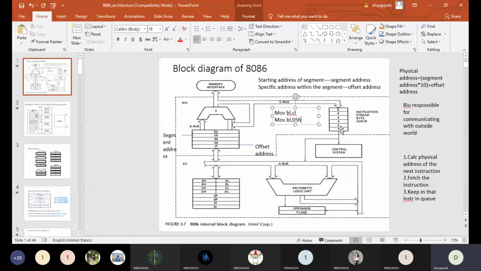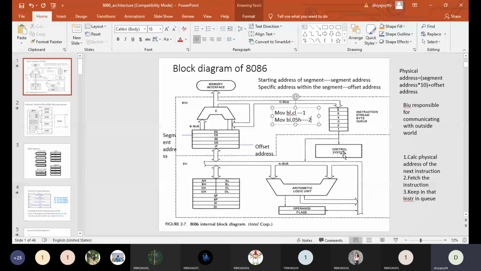So what the control system will do is, say for example, instruction 1 is now ready to move on to the execution unit. Consider that this is instruction number 1 and this is instruction number 2. Instruction number 1 is MOV BL, CL. Here BL is a register, CL is also a register, and MOV is the mnemonic. So now MOV, BL, CL, all these three things will be in the form of opcode, that means in the form of binary.